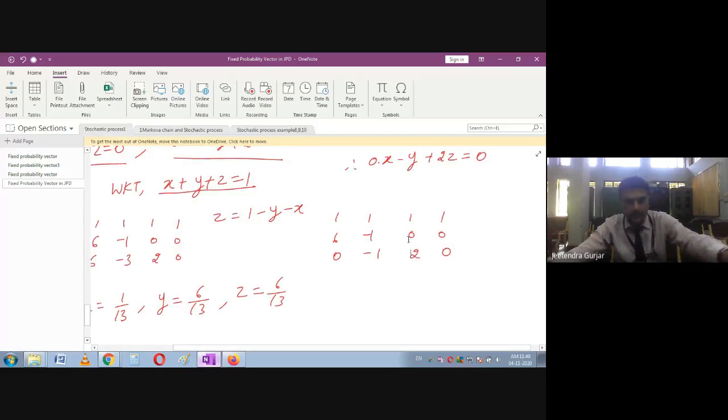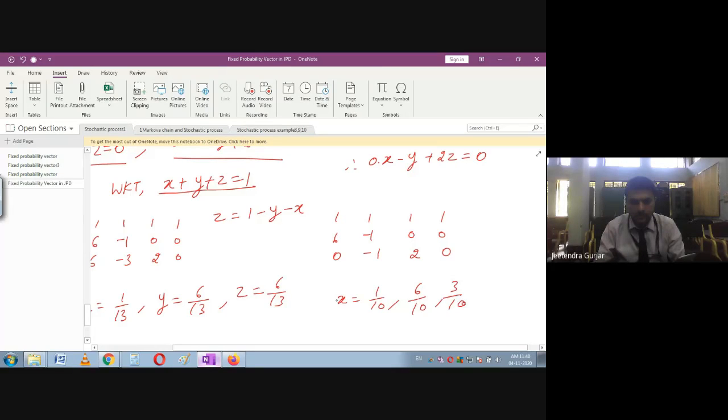If you take this value, I think you will get x equal to 1 upon 10, and this is 6 upon 10, and this is 3 upon 10. This is x, y, z. So in the exam you directly type both the equations and try. You will get these values.